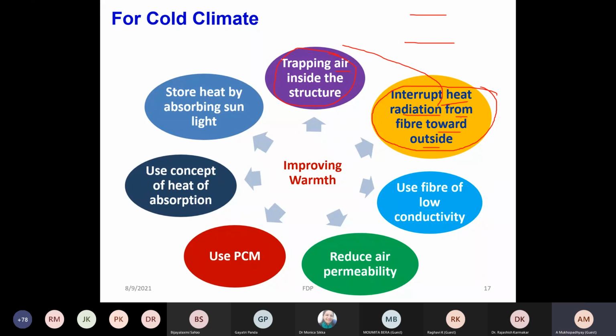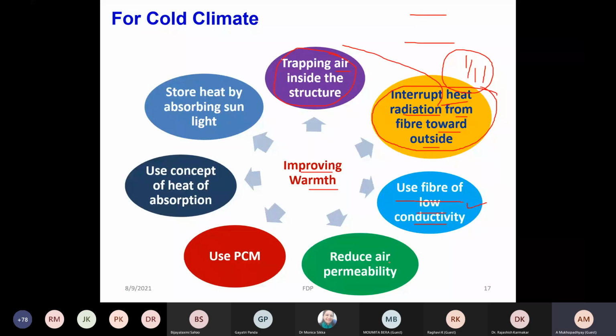So how to reduce the heat radiation? If you use finer fiber, it is more effective to interrupt the heat radiation from the fiber towards outside. So if you have better packing and finer fiber, that can interrupt the heat radiation in an effective manner. Use fiber of low conductivity. For example, we can use wool fiber, which has low conductivity, for improving warmth.